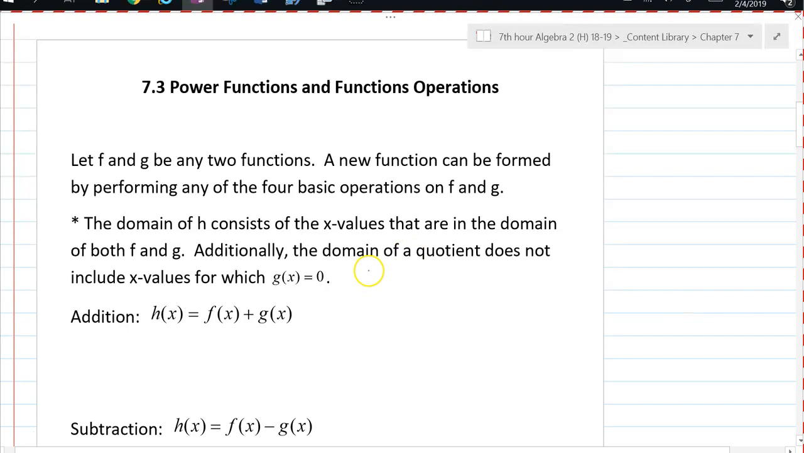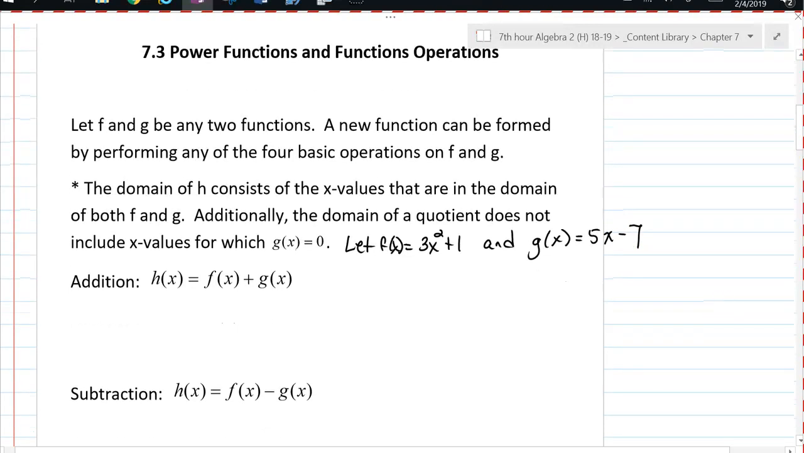So let's look at an example where we let f of x be 3x squared plus 1, and we're going to let g of x be 5x minus 7. So what we have here are two polynomial functions. One is a quadratic, which is also polynomial, and one is linear, which is also polynomial. So we're going to add the two functions together.